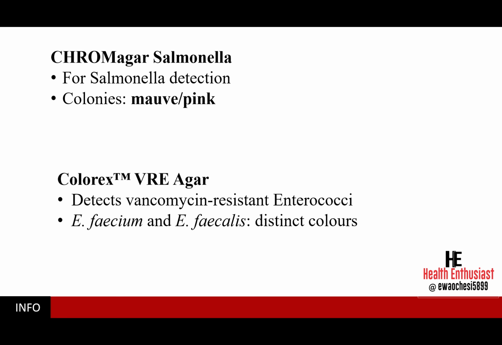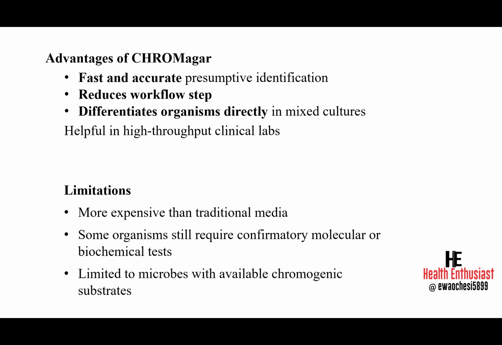And finally, we have Colorex VRE agar. Colorex VRE agar detects vancomycin-resistant enterococci. Colonies of Enterococcus faecium and Enterococcus faecalis appear as distinct colonies, right? Of course, we have many other CHROMagar media, we have CHROMagar Staph aureus, and very many other examples of CHROMagar media.